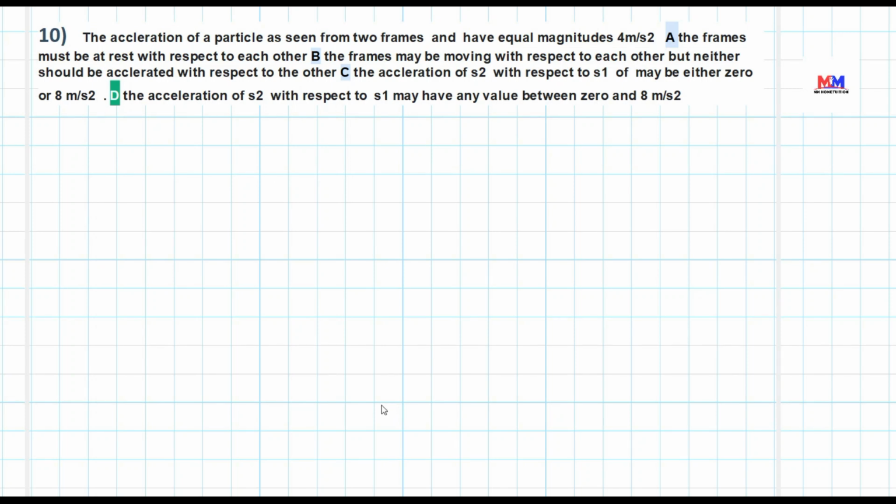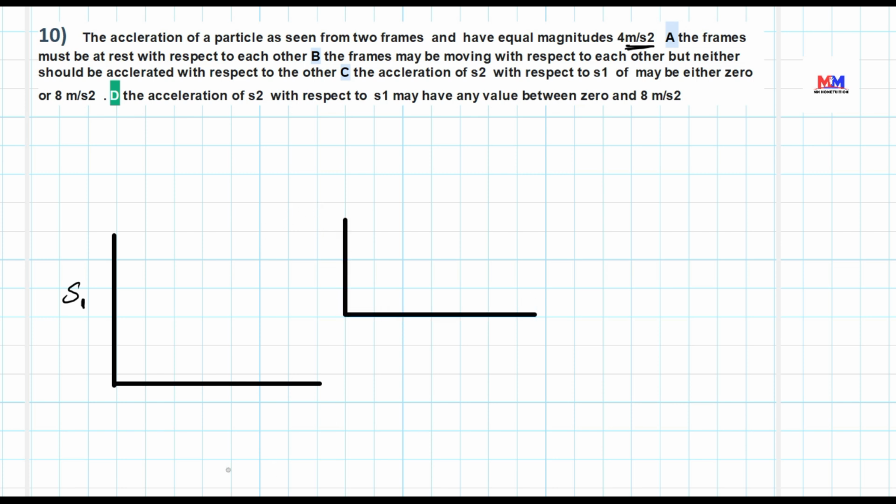It is given that the acceleration of a particle as seen from two frames have equal magnitudes of 4 meter per second square. So let's draw the diagram. So this is one frame of reference. Let this frame of reference be S1, and draw another frame of reference. This frame of reference is S2.